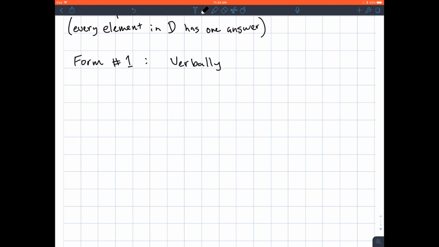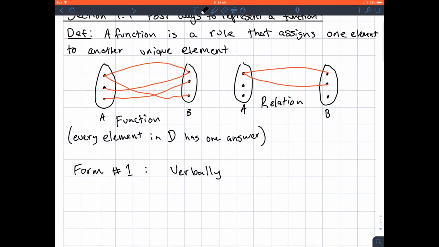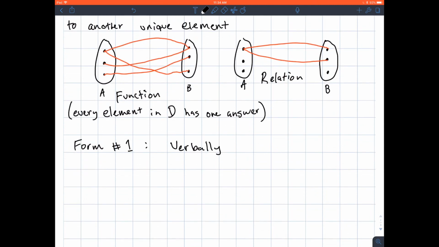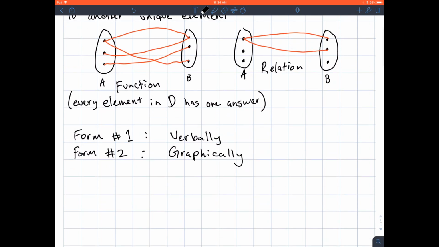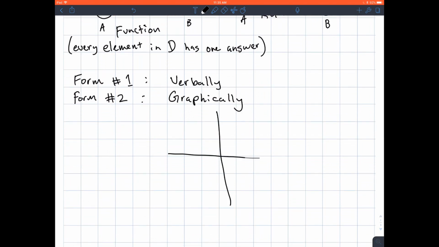So, they basically tell you this is a function, you're given a function, sometimes they'll give you a sentence, and that sentence could be, this function is a rule that assigns one element to another unique element, something of that nature. Form number 2 is graphically. So, you're given a function, y is equal to x squared, and, simple as that, parabola, and you label your intercepts and whatnot. So that's another way to tell a function.